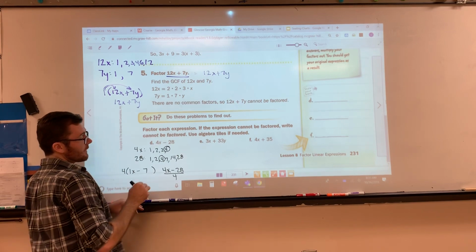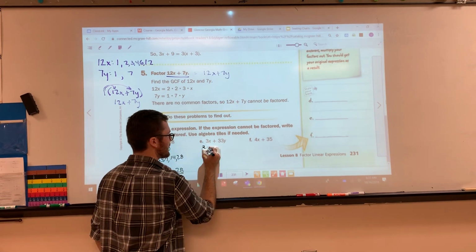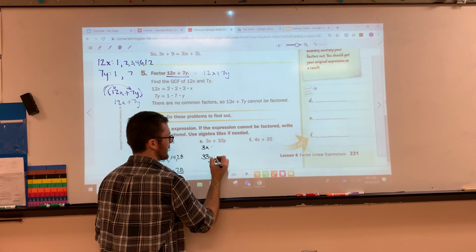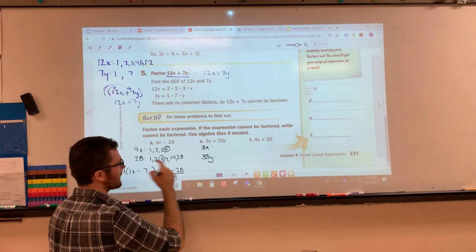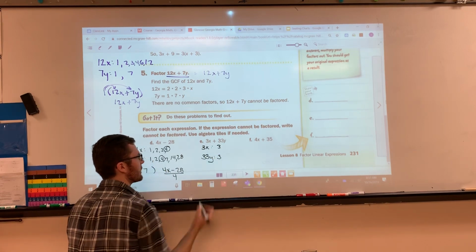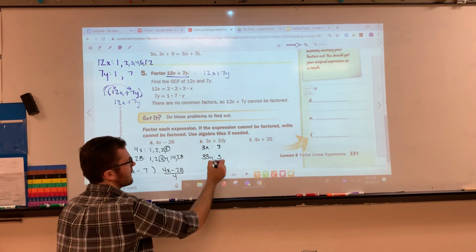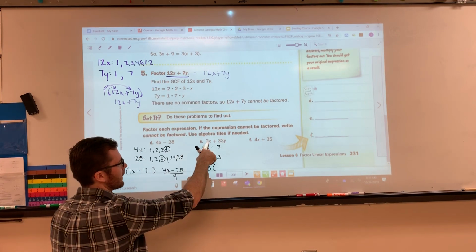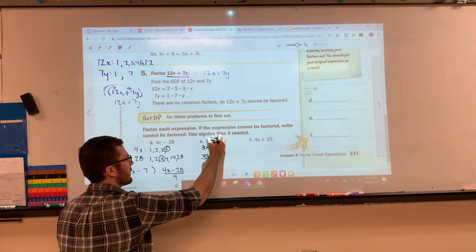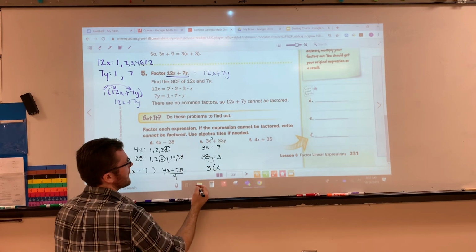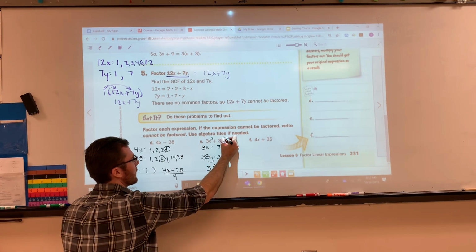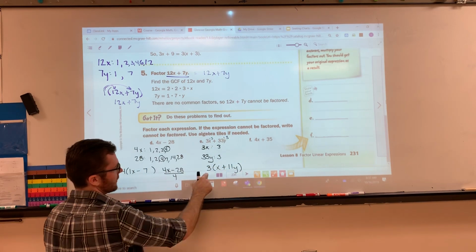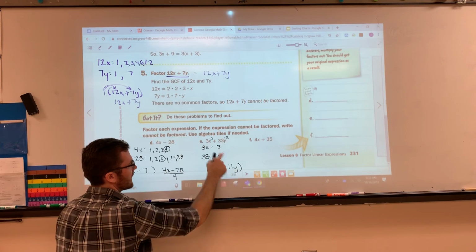Okay, for E I have 3x and 33y. They don't have any variables in common, but I do see that they have 3 in common, so I'm going to assume that you guys see that too. So I'm going to pull out 3, and then I'm going to say 3x divided by 3 is just x, and 33y divided by 3 is 11y. So 3 times x is 3x, 3 times 11y is 33y.